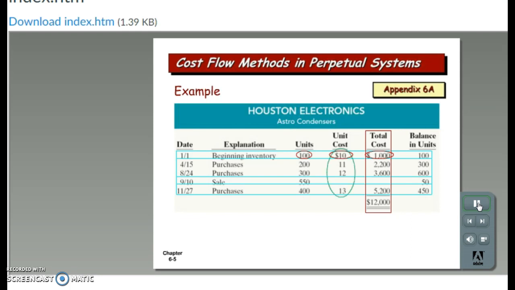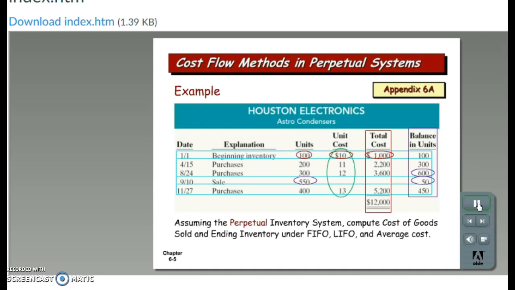The unit costs reflect inflation, with the unit cost increasing over the year. The last column reflects the inventory balance in units as of each date. For example, the inventory as of September 10th is 50 units, calculated as 600 on August 24th minus the 550 units sold on September 10th. Assuming use of the perpetual inventory system, on the following slides the cost of goods sold and ending inventory will be presented under the FIFO, LIFO, and average cost methods.